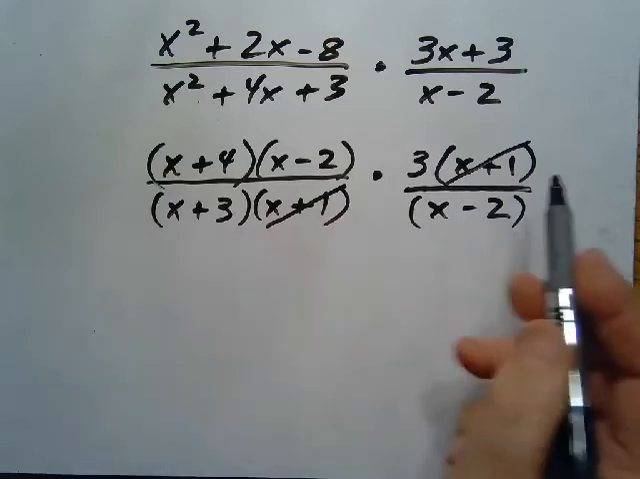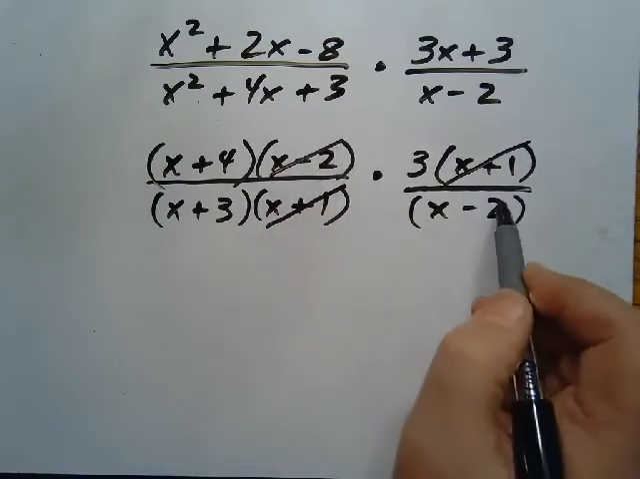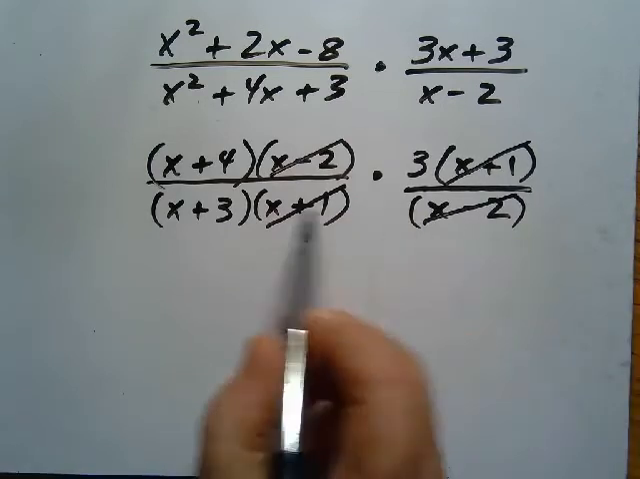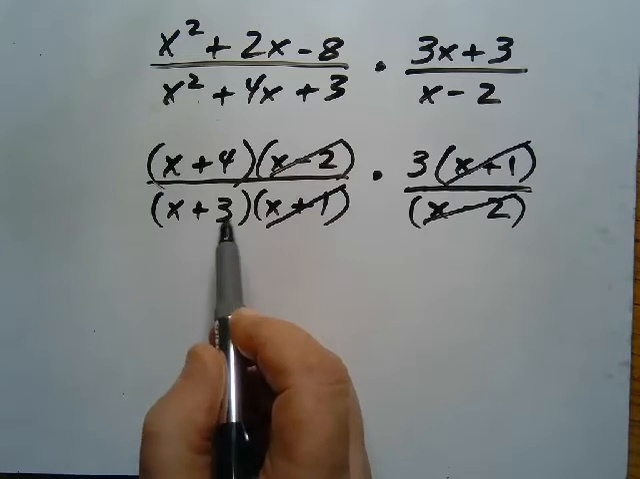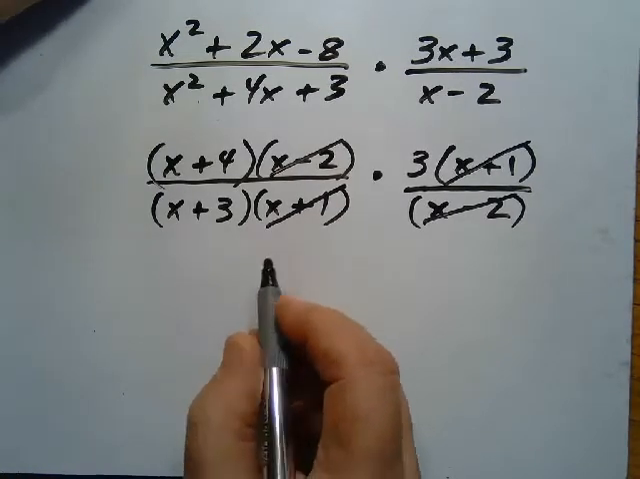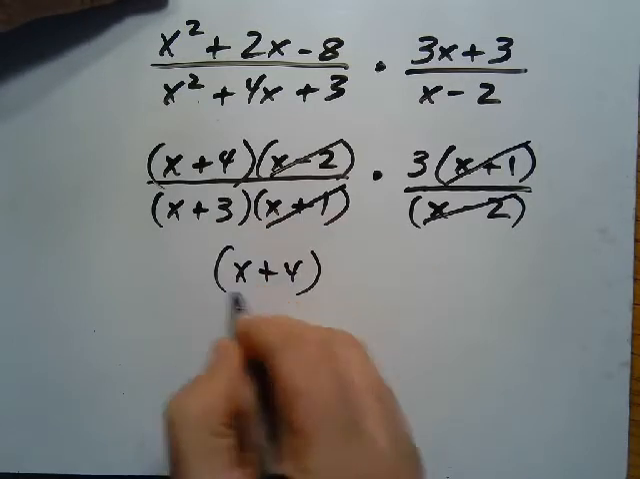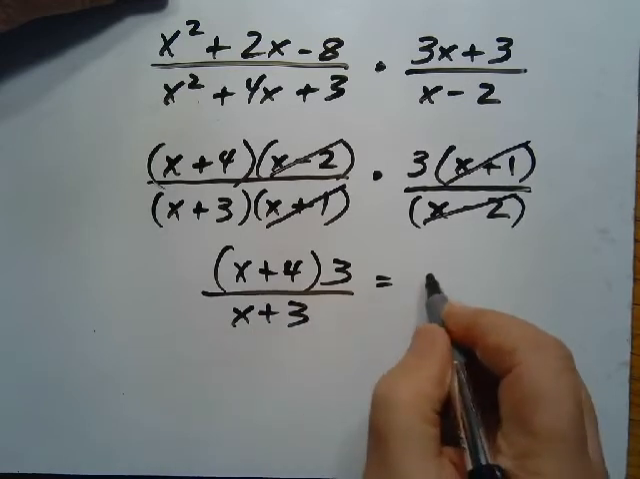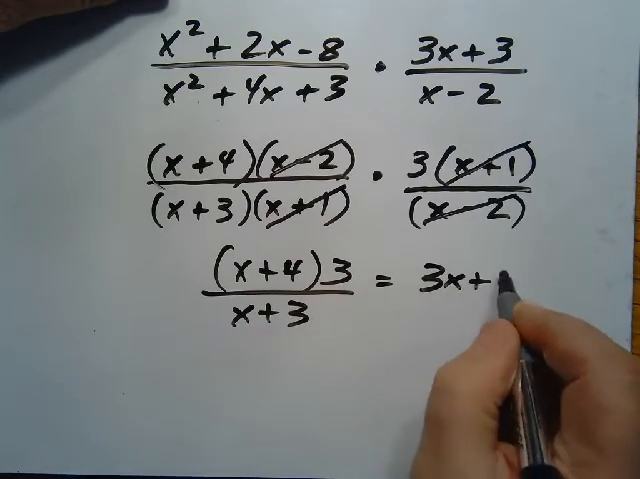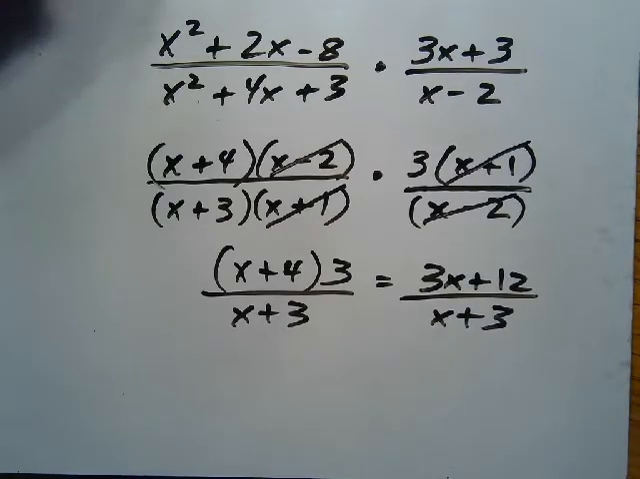And again, because of the commutative property, we could rearrange these any way we wanted to. And x minus 2 cancels x minus 2. And we end up with this. Now, I can't cancel this 3 and this 3 here because that's an addend. So my final answer, if I distributed that back in, I got x plus 4 times 3 over x plus 3. And if I distributed that back in, I get 3x plus 12 over x plus 3. Either of these answers is pretty good, but usually we try to get rid of the parentheses.